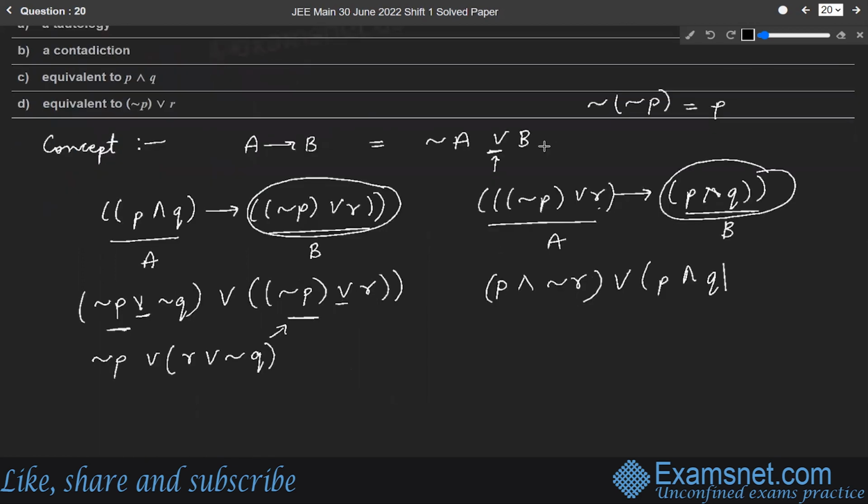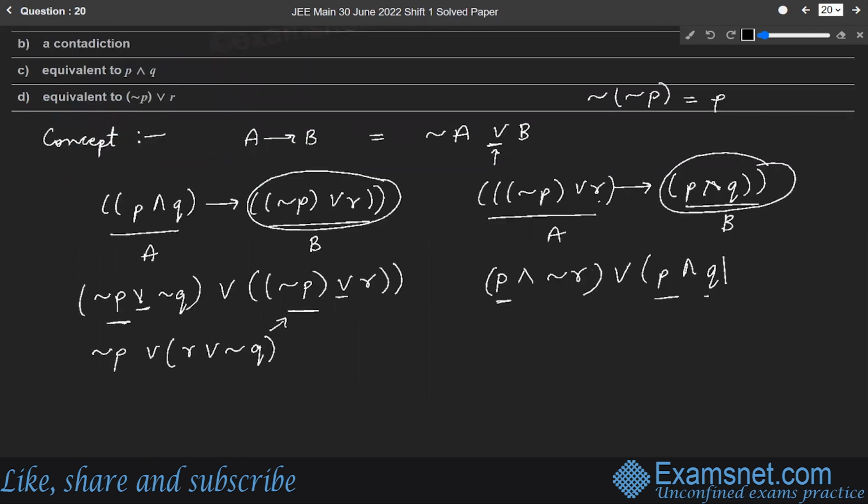Again, you can see that here P is common in both the terms, right? So let us take P common. Now we will have the sign for AND because P has a relation AND with negation of R and Q. So AND. Now what are the remaining terms? Negation of R and Q. So we can write it as negation of R or Q, right? These are the remaining terms.